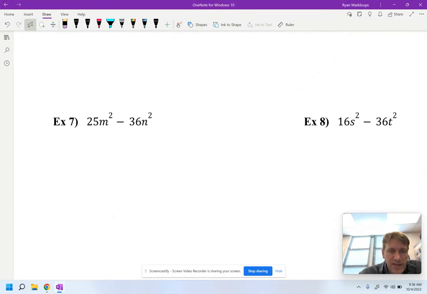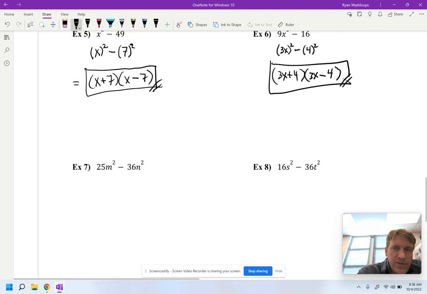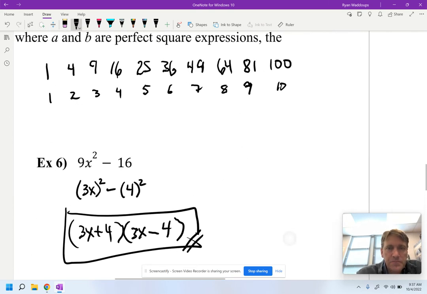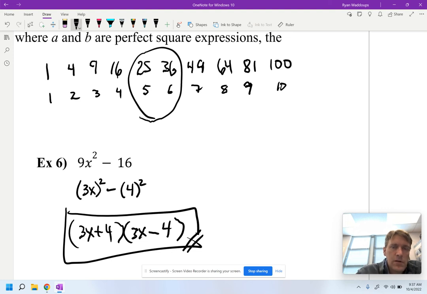25m squared minus 36n squared. They're trying to throw us by putting an n on the end there. But we recognize 25 and 36 as being in our list. 25 is 5 squared and 36 is 6 squared.